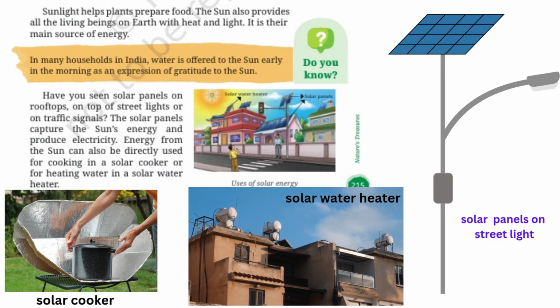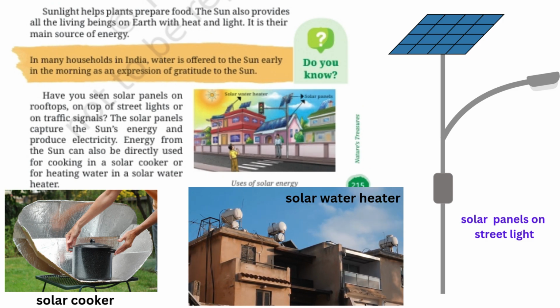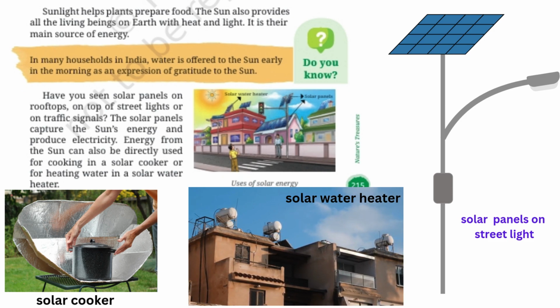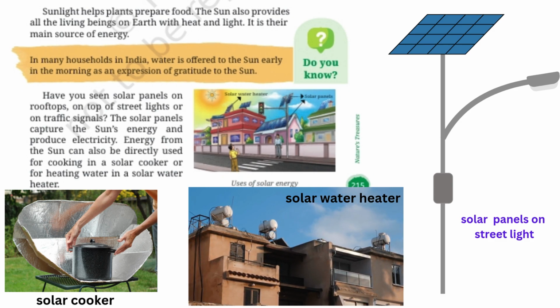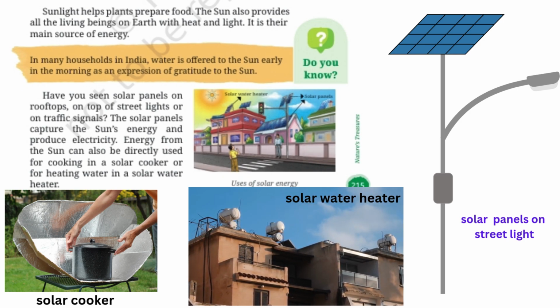What about the functions of these solar panels? They capture the sun's energy and produce electricity. Energy from the sun is also used directly for cooking in a solar cooker or for heating water in a solar water heater. These are some of the importance of using solar panels.